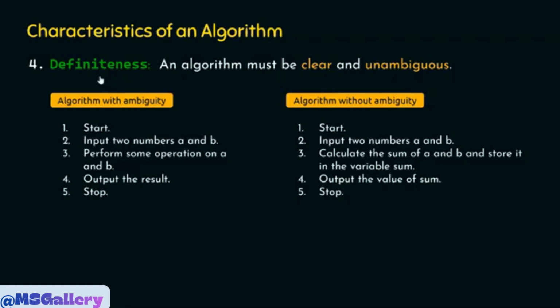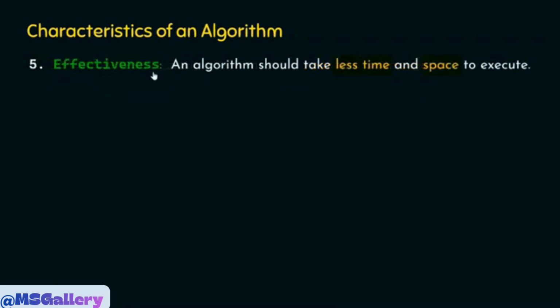Let's now understand characteristic number 5, which is effectiveness. An algorithm should take less time and space to execute. It should run in less time and it should take less memory space as well. We will learn throughout this entire course how to design algorithms that take less time and less memory space. Time is a very important resource and so is memory space. We'll try to preserve them as much as possible. We will see several tools which help us in analyzing an algorithm and tell us how effective it is.